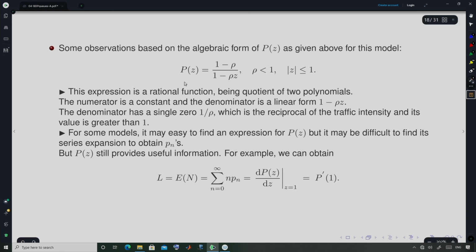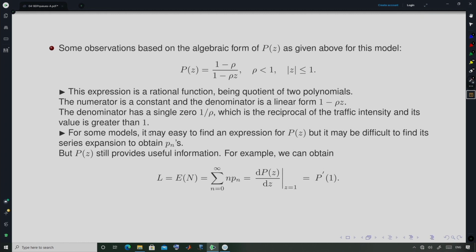Some observations based upon the algebraic form of this for this model can be given. It is very simple here, but a similar idea is going to be prevalent elsewhere when you have a more complex situation. Look at this expression: it is a rational function, meaning that it is a quotient of two polynomials. The numerator is a constant polynomial and the denominator is a linear function of z. This denominator has a single zero, 1 by rho, which is the reciprocal of the traffic intensity, and its value is greater than 1.